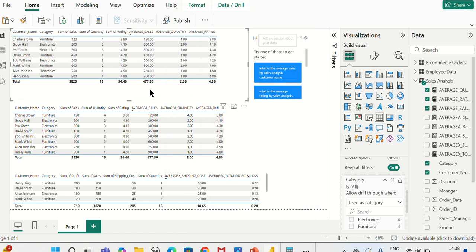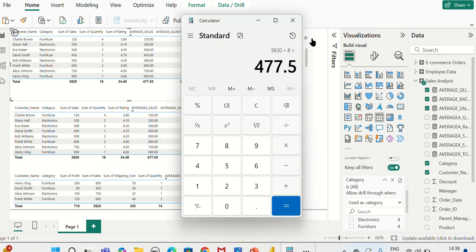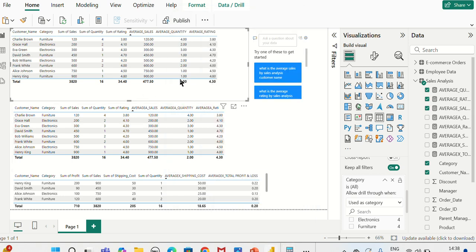Fine. And if we apply the same average formula to the quantity, the total quantity is 16. If we divide 16 by 8, we are going to get 2 quantity. 2 is the average of 16. The same thing applies for sum of rating also, okay. So the sum of rating is 33.40, right?